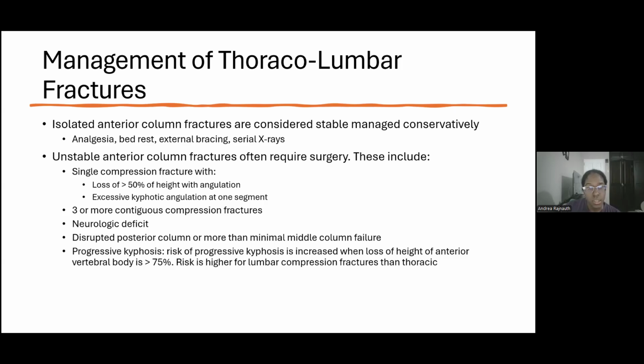These include a single compression fracture with more than 50% loss of height and with angulation, or if there's excessive kyphotic angulation at one segment. Also if there are 3 or more contiguous compression fractures, neurological deficit, disrupted posterior column, or more than minimal middle column failure. If there's progressive kyphosis, right, the risk of progressive kyphosis is increased when there's a loss of height of the anterior body greater than 75%.